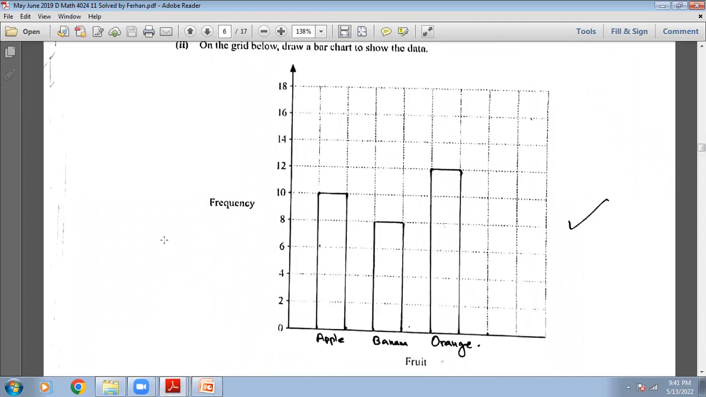Here you can see on your screen, I have drawn the apple, its frequency was 10. So the bar of the apple goes up to 10. Then leave a gap. Then banana, its frequency is 8. So draw a bar which goes up to 8. Then put a gap, and then we have the orange bar, and it goes up to 12. So very simple. I hope you understand.